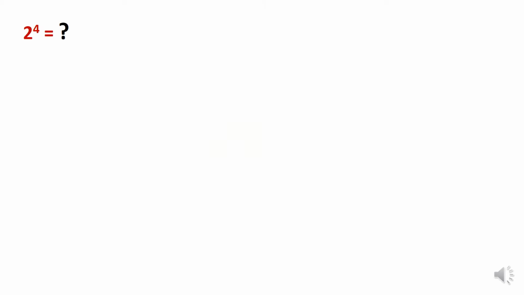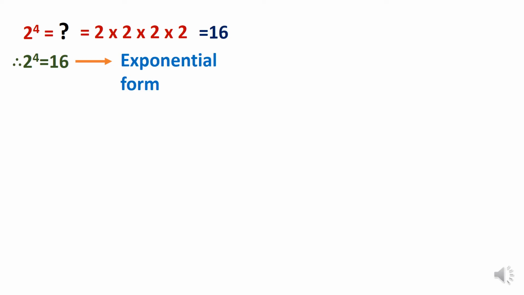Suppose somebody asks you to find out what is 2 raised to 4. You would say that 2 raised to 4 is 2 multiplied 4 times, which gives you 16. Thus, 2 raised to 4 is equal to 16. Now, this form of expression is known as the exponential form of expression. We can also express the same thing, that is 2 raised to 4 is equal to 16, in another way.